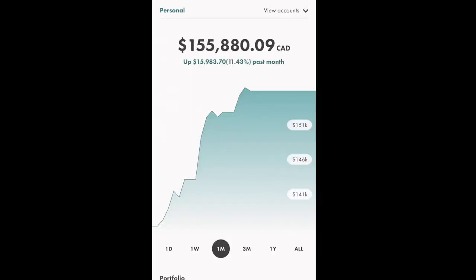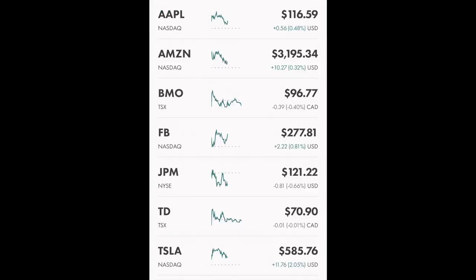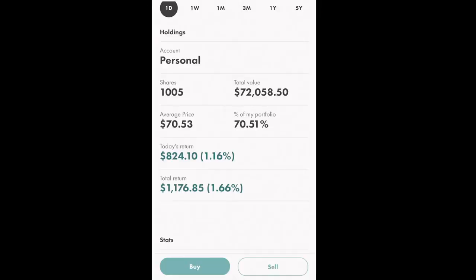So now let's just say you bought the stock and you probably want to check on it and see what's going on. So all you have to do is scroll down, and where it says positions, it's going to show you all the stocks that you own. And here I see BMO. So all I have to do is click on BMO, and now here it's going to show me all my information on BMO stock. So here it says I have 1,005 shares of BMO.